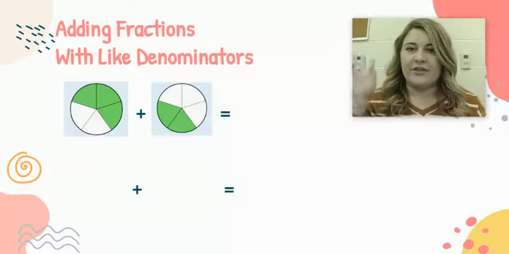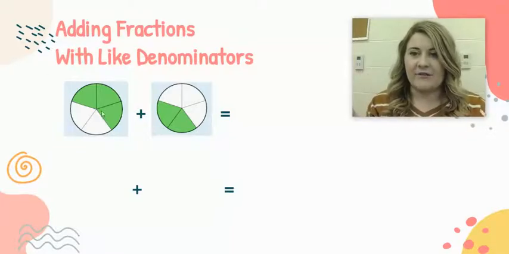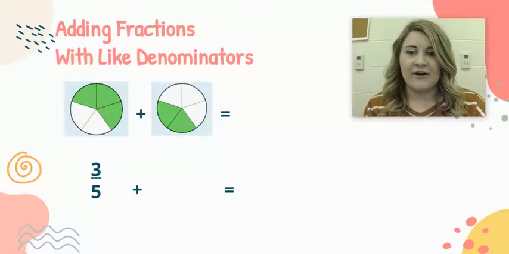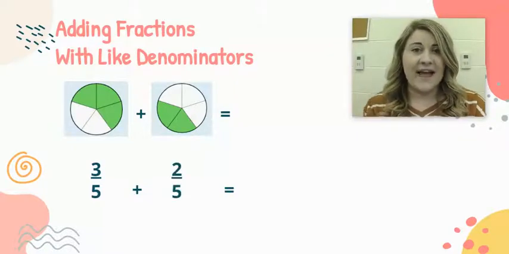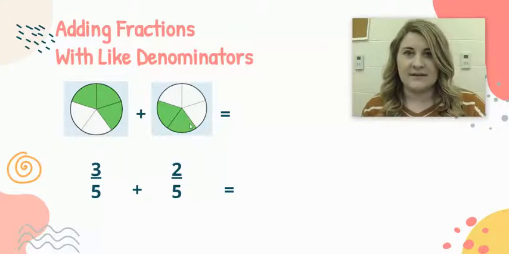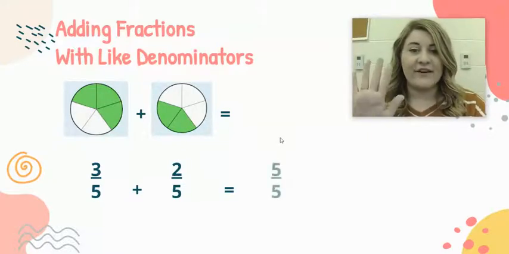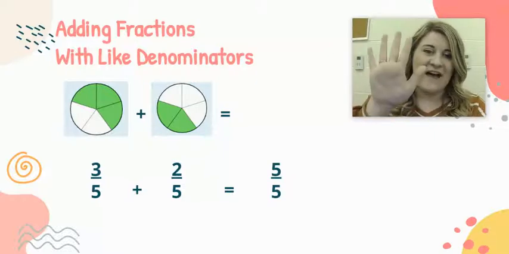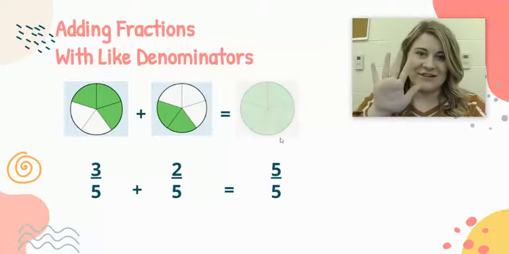We have 3 out of 5 colored in over here, so that would be 3/5. We have 2 out of 5 colored in over here, so that's 2/5. So if I add 2 and 3 together, my 3 colored in sections plus my 2 colored in sections, I'm going to have all 5 sections colored in. So that's going to be 5/5, which is going to look like this.